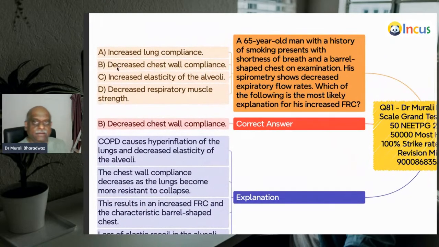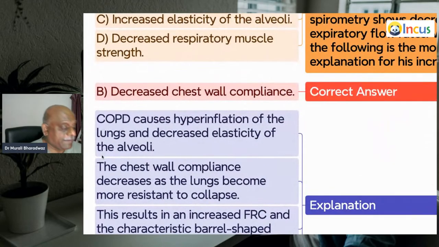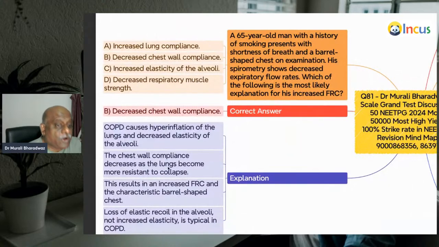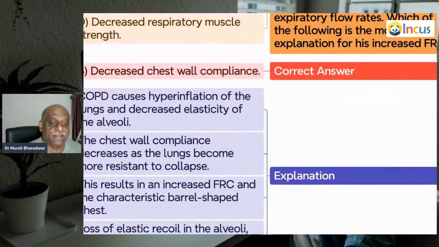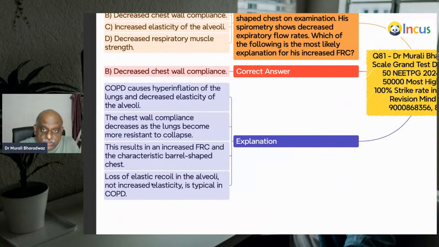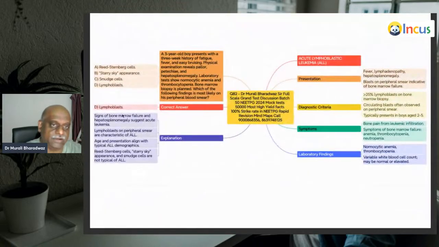65-year-old man with a history of smoking has COPD. And what is the reason for the increased functional residual capacity? It is the decreased elasticity of the alveoli with the hyperinflation of the lung. The chest wall compliance decreases, and that will cause an increase in FRC, and a barrel-shaped chest is the classical feature, is what you need to remember.